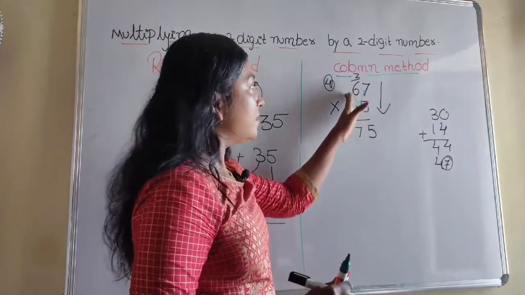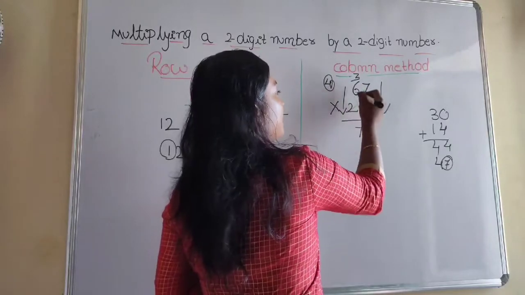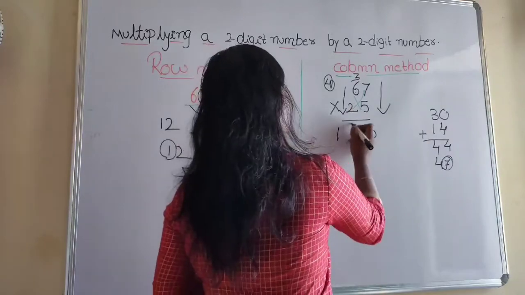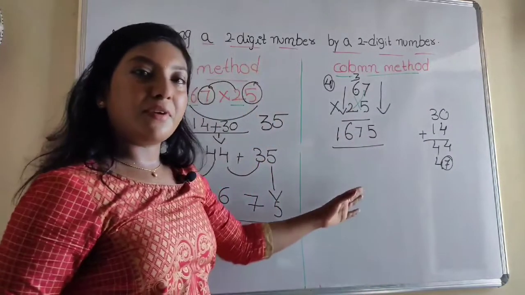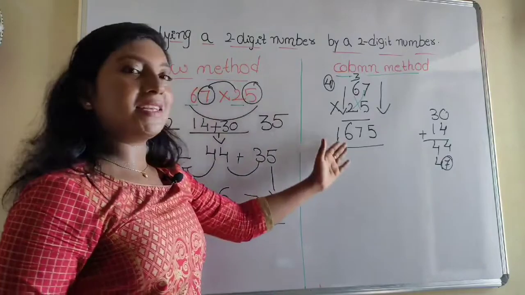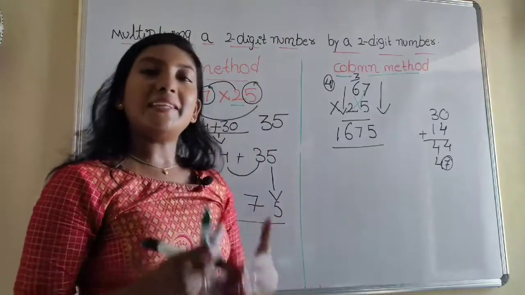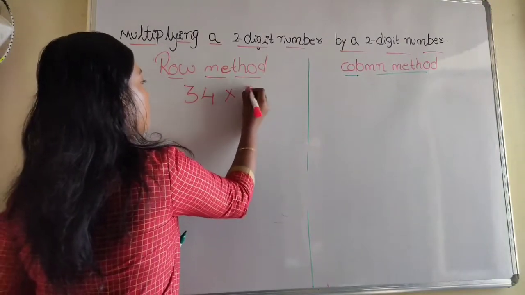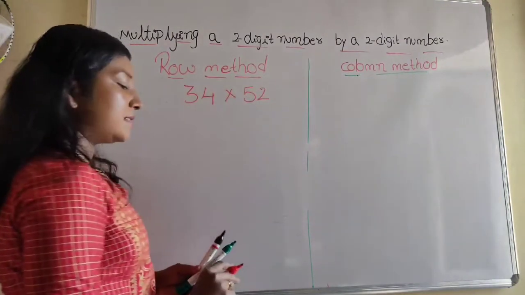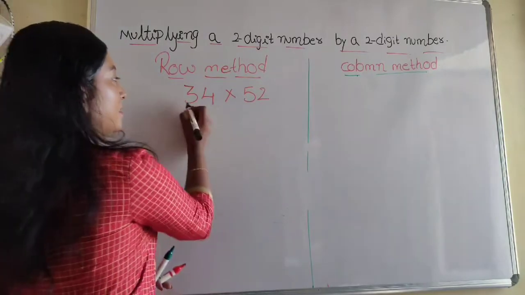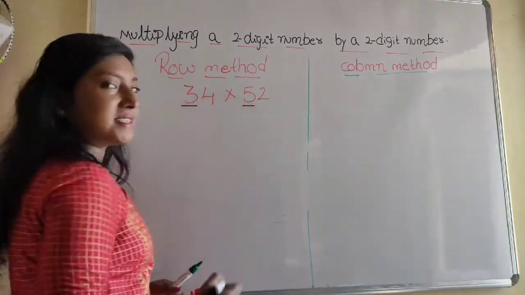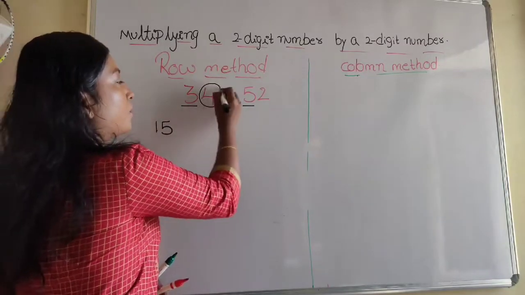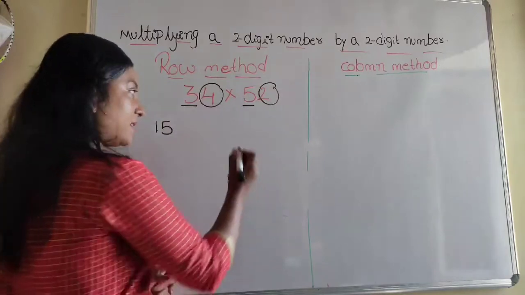Now do the arrow mark. 6 twos, 12. 12 plus 4 gives 16. So if we observe for both the methods, we get the same answer. Now let us see one more example. 34 into 52. So here we already know the process. So start multiplying the first digits. 3 into 5, which gives 15, and 4 into 2, which gives 8.